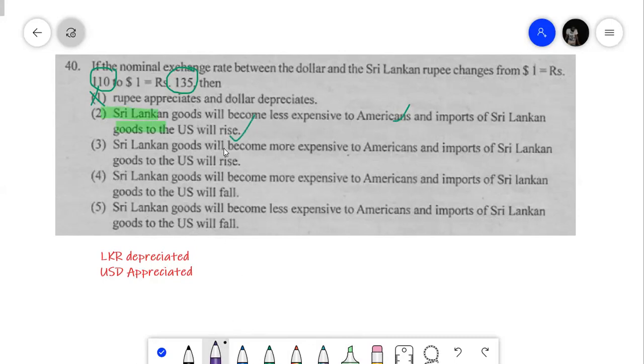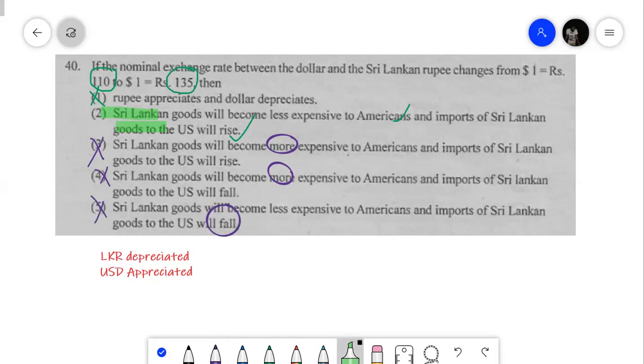The next answer is Sri Lankan goods will become more expensive. No, no. If the LKR depreciated, our goods will become less expensive. It will become cheaper. Wrong. Sri Lankan goods will be more expensive. Again, no, it won't be more expensive. Sri Lankan goods will be less expensive. Yes, to the Americans, and imports of Sri Lankan goods to the US will fall. No, the imports will actually increase. You end up with answer number 2.